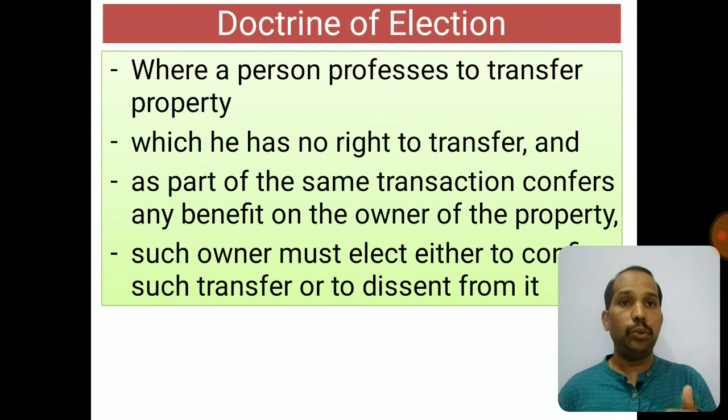So somebody who doesn't have the right to the property sells the property and gives the option to the owner that you can take this money, and the owner has the right to choose between the money or the property. That is called the Doctrine of Election. Is that clear, guys? Should I read it again?